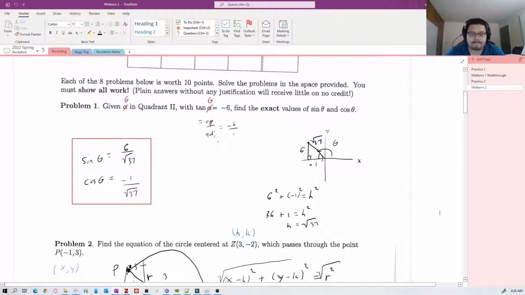And then to be able to read off the values of sine and cosine, well, we need the length of the hypotenuse. So we do the Pythagorean theorem. We calculate 6 squared plus -1 squared is equal to the hypotenuse squared. Then you do that calculation, and you will get h is the square root of 37. Okay, so that's how we end up getting this label.